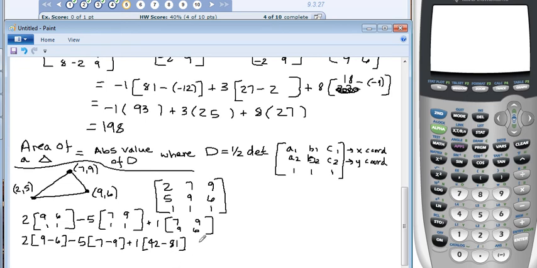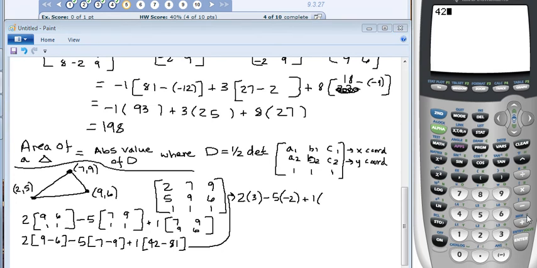Good. I'm going to go over here now because I'm running out of room as usual. So I've got 2 times 9 minus 6 is 3. Minus 5 times 7 minus 9 is negative 2. Be careful with your signs. Plus 1 times 42 minus 81 is negative 39.